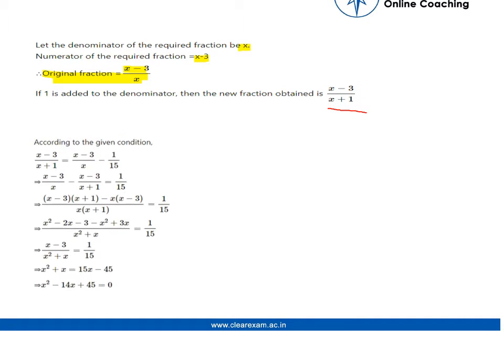If 1 is added to the denominator, then the new fraction would be x minus 3 upon x plus 1. Now according to the given condition, x minus 3 upon x plus 1 equals x minus 3 divided by x, minus 1 by 15, as the question says.